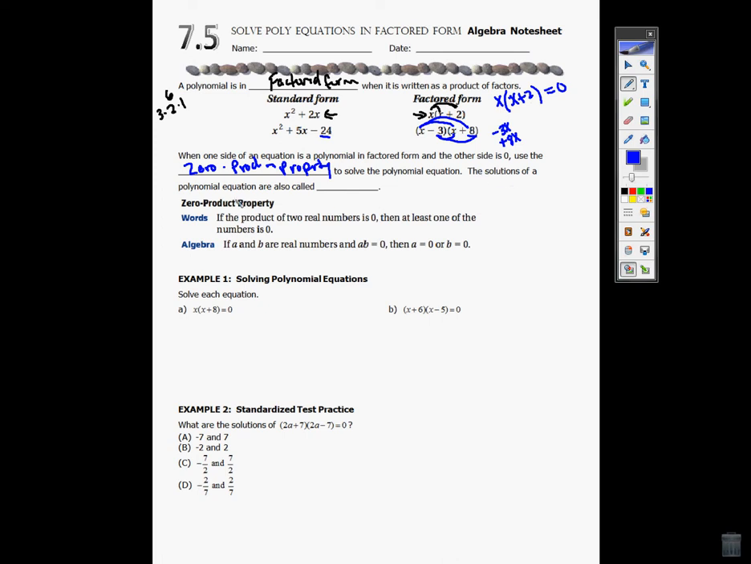The solutions of a polynomial equation are also called roots. They are also called zeros. They are also called x-intercepts.